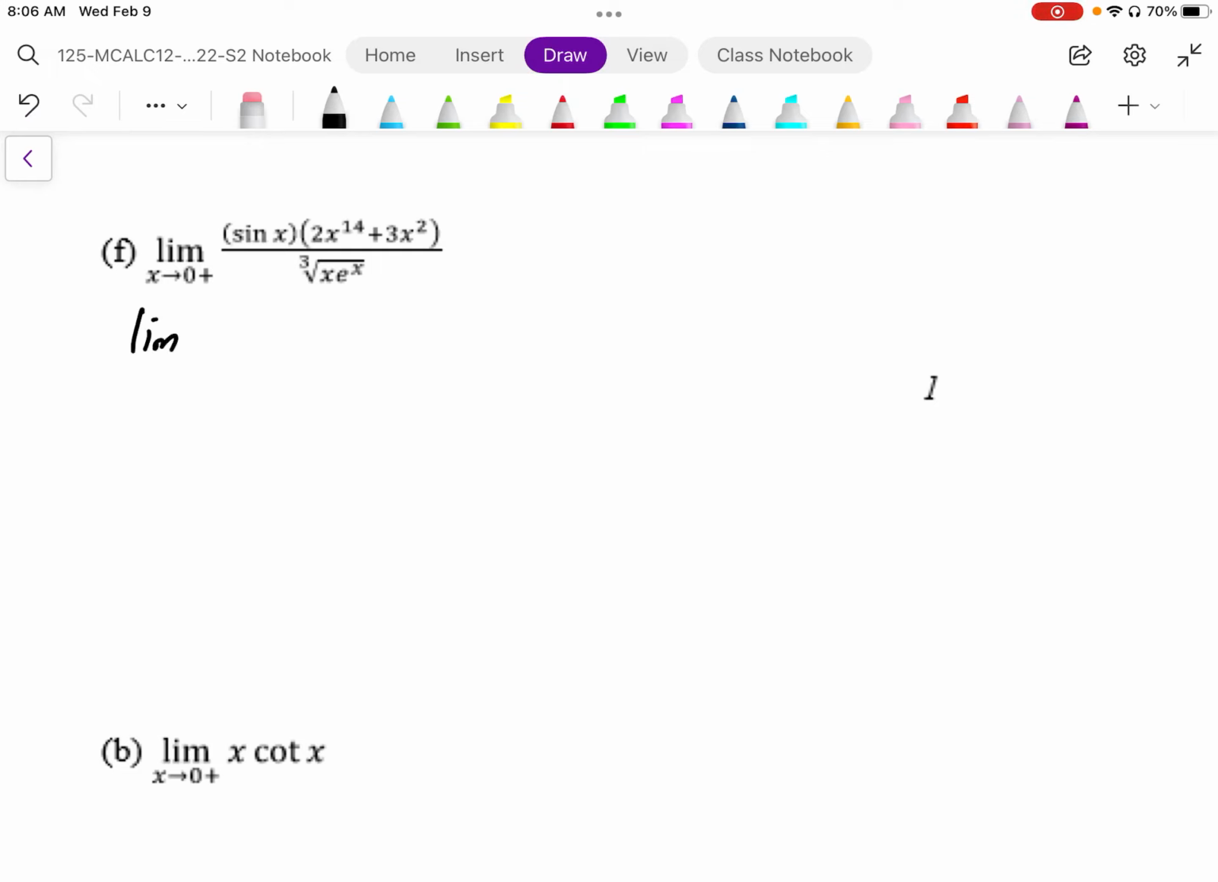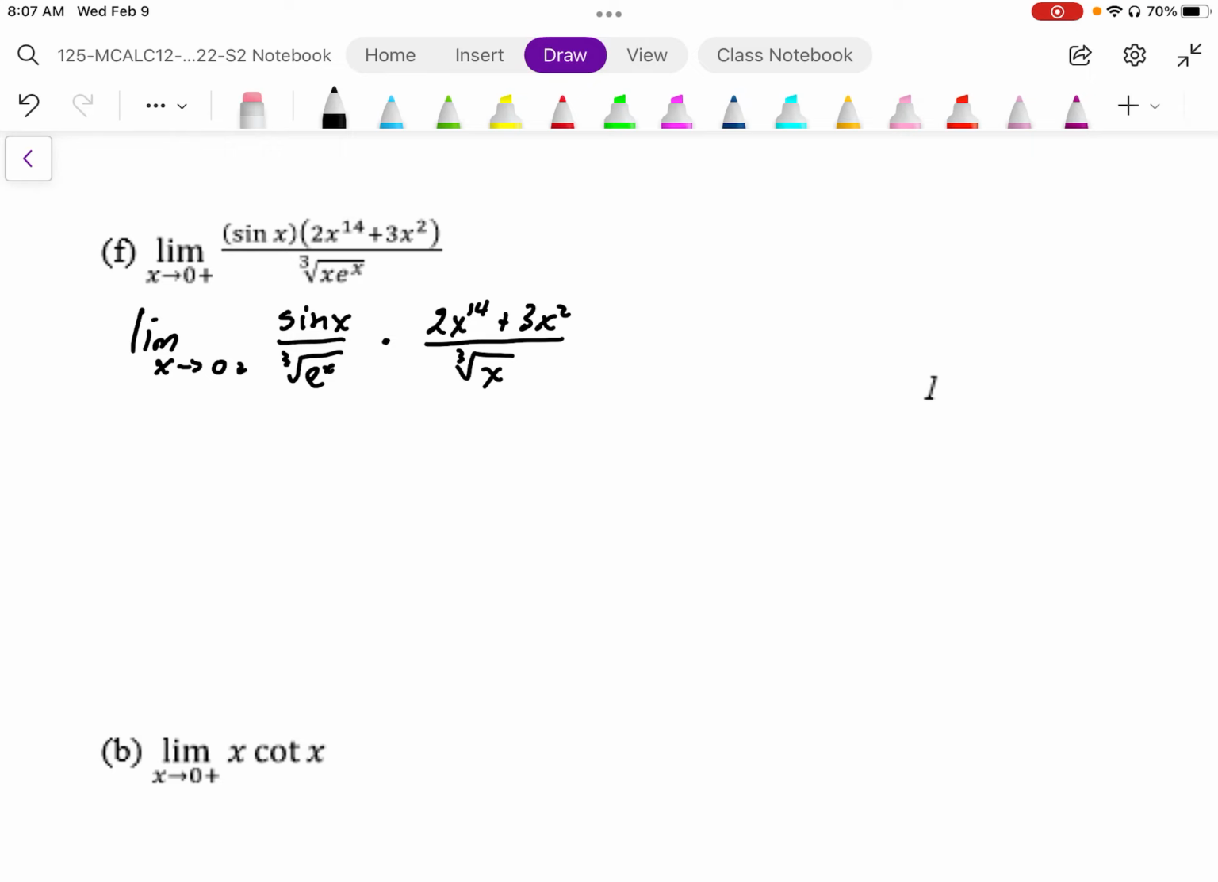So the limit as x approaches 0 from the positive side, we're going to group the sine x with the cube root of e to the x, and we're going to group the 2x to the 14 plus 3x squared with the cube root of x.